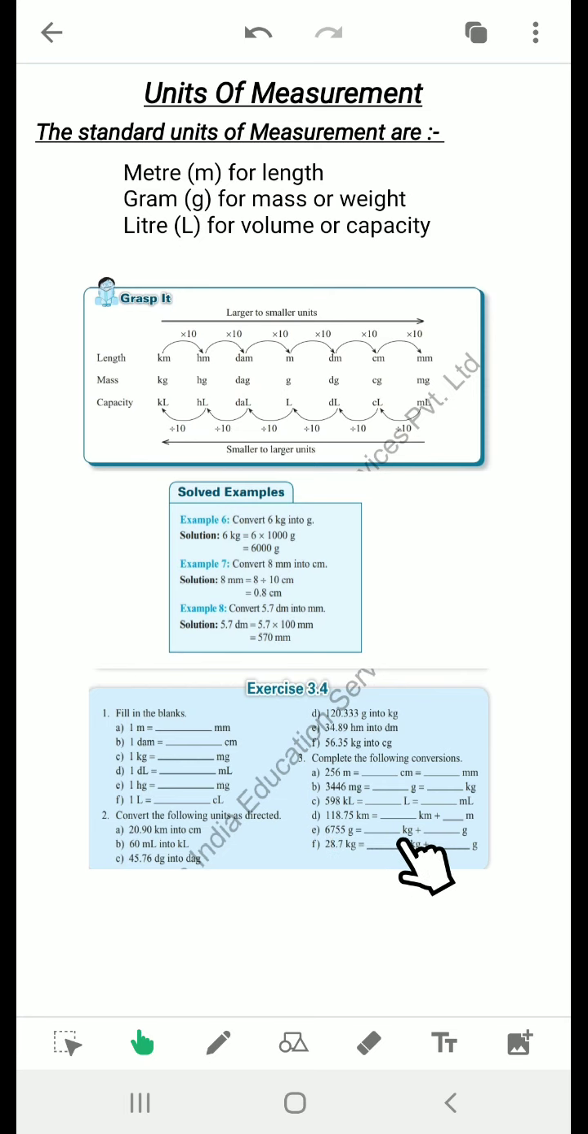Similarly, 6755 gram is to be converted into kilogram and gram. So we know that in 1 kilogram there are 1000 grams. So in 6000 gram there will be 6 kilograms. So we will write 6 kilogram here, and the rest, 755, will be gram. Similarly, try to solve F also.